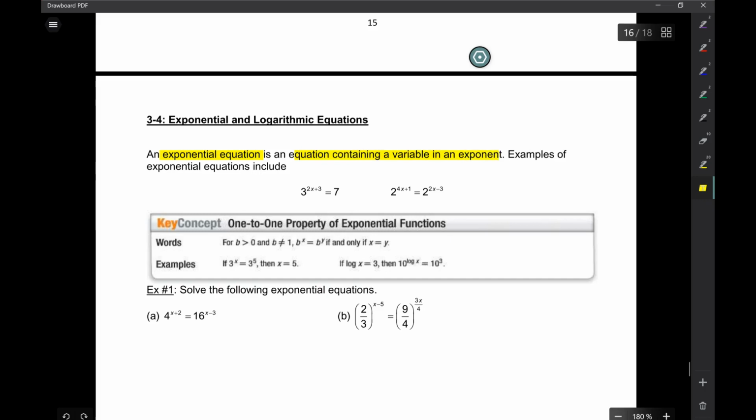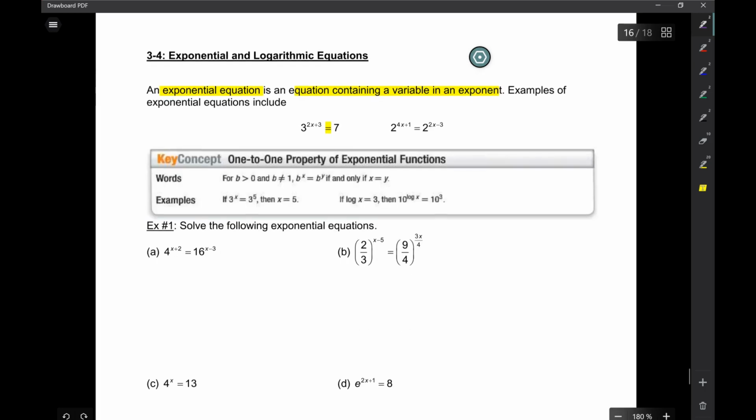So for example, this one here is an exponential equation. And then this one here is an exponential equation. So notice in the first case, you've got one exponential, one power, and it equals a constant. Here you have that twice on either side of the equation. All right, and depending on the case, we use different properties to solve it.